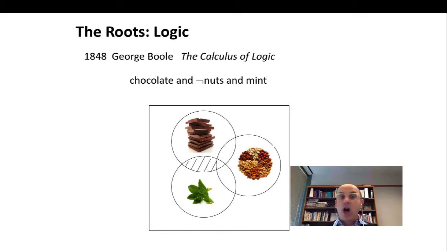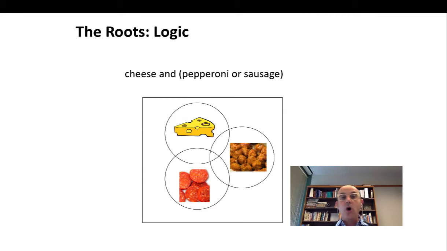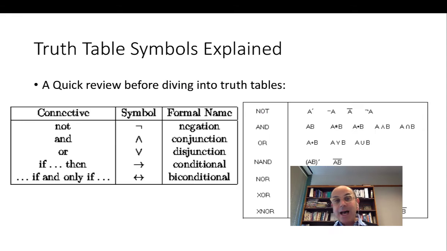The root of the logic is based on the calculation of logic. And one of the things that we learned in 1848 is from George Boole. He came up with the idea of how do we calculate chocolate and nuts and mint in order for us to create the perfect solution to it, or cheese and pepperoni or sausage in our pizza.